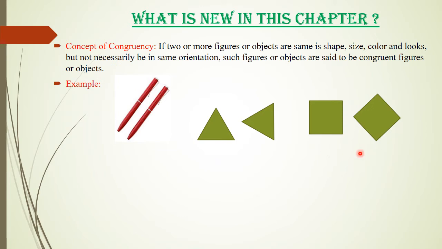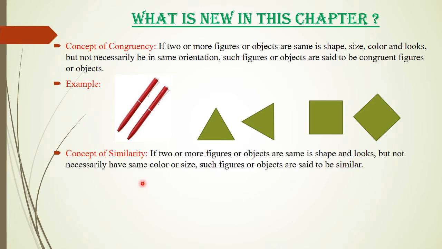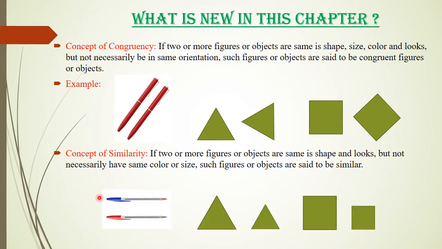The new thing that we are going to study in this chapter is the concept of similarity. If I explain what the similarity concept is: if two or more figures or objects are the same in shape and looks, but not necessarily the same color or size, such figures or objects are said to be similar figures. If I consider examples of similarity, you can see here there are two pens that I have considered.